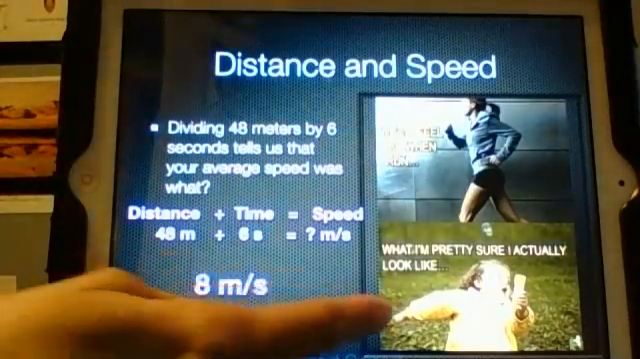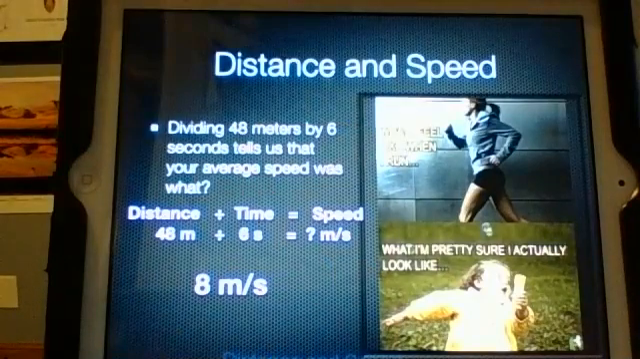I feel like that when I run, but I'm really looking like that as I run, especially as I get older.